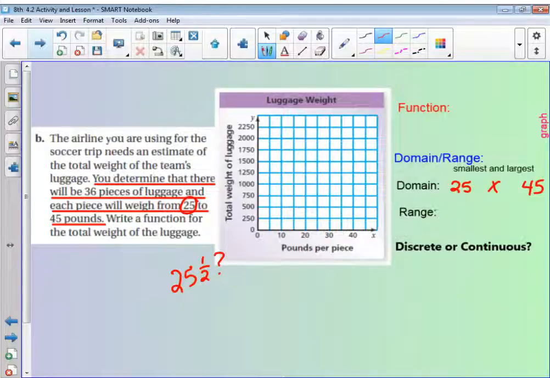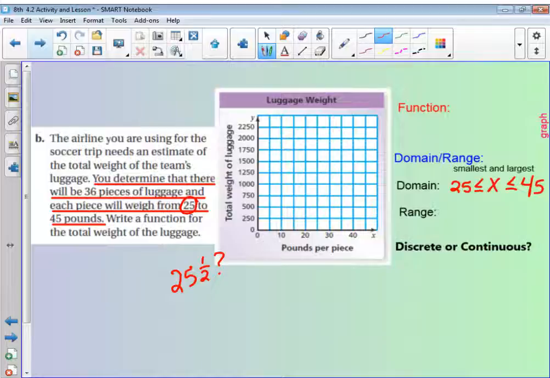But when we do this, it would be X is greater than or equal to 25, and it has to be less than or equal to 45. In other words, it can't be more than 45. So by using the greater than or equal to and less than or equal to symbols, we're saying that it's going to fall in between 25 and 45 pounds.